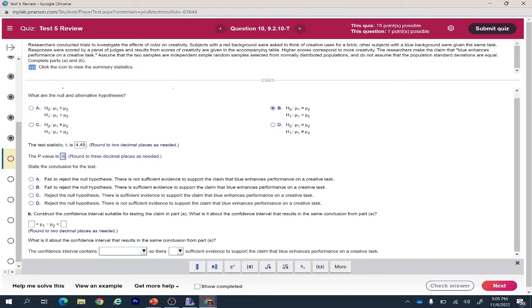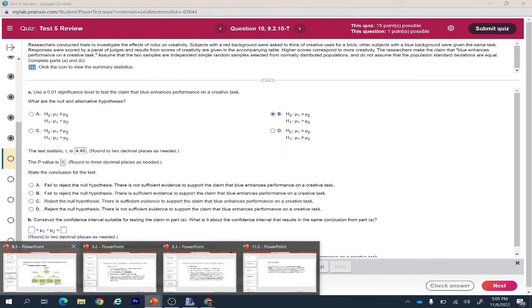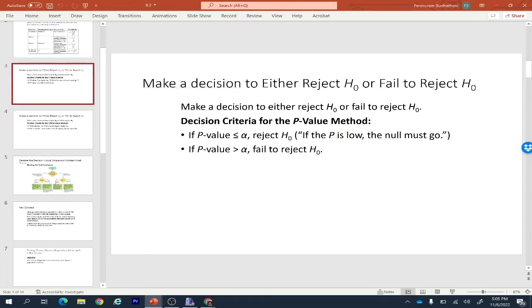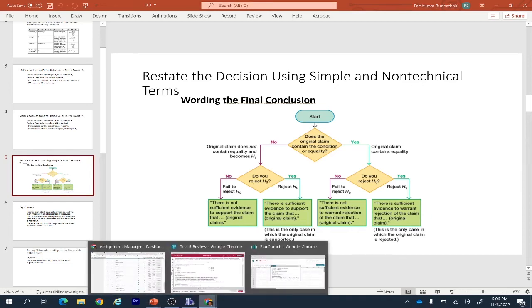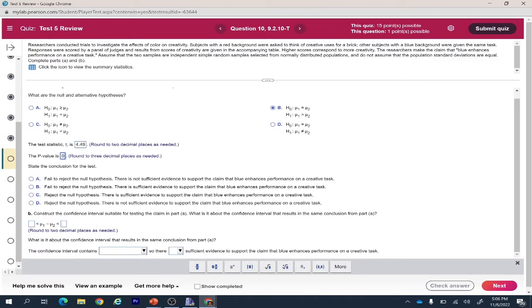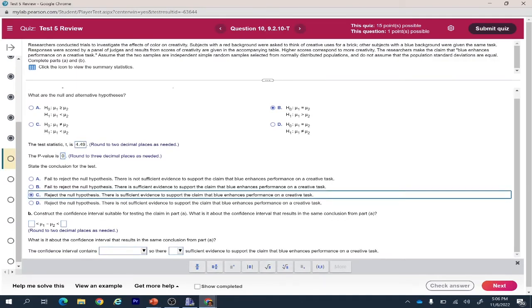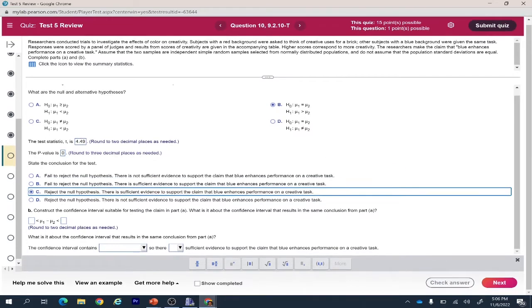So the p-value is less than alpha. What is the conclusion here? Since the p-value is less than alpha, that means reject the null hypothesis. In this case, they are not equal. So this is our conclusion: there is sufficient evidence to support the claim that blue enhances performance on a creative task.